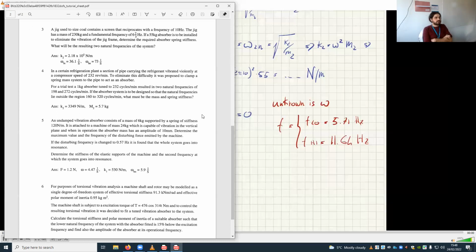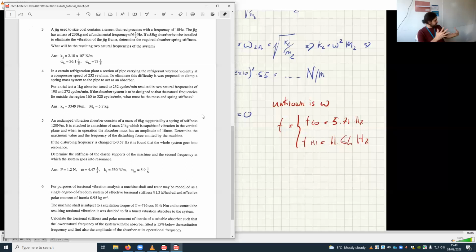You want to clamp a spring mass system to the pipe to act as an absorber. For a trial test, we don't know anything about the pipe. We just know that it vibrates violently at 232 RPMs, which corresponds to this many radians per second. In a first instance, we attach any mass with any spring to it. Say we have a 1 kilogram absorber tuned at 232 RPMs. And we can measure that we now have two natural frequencies of 198 and 272 RPMs.